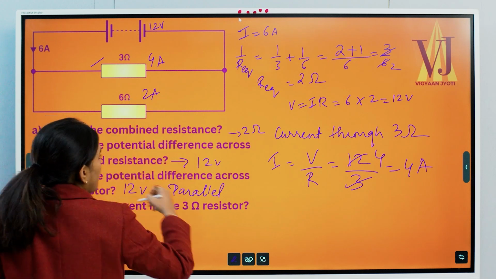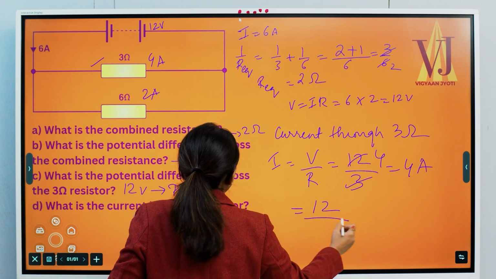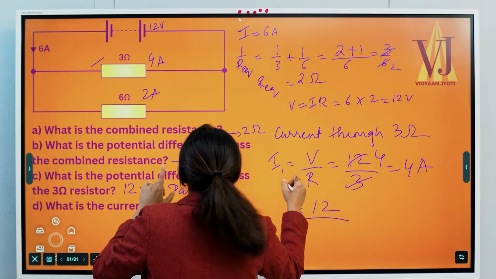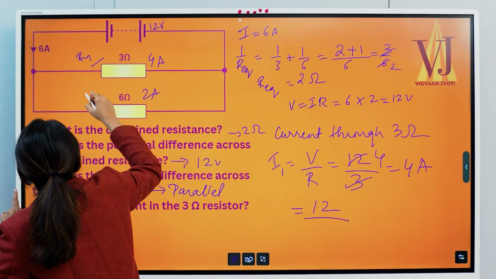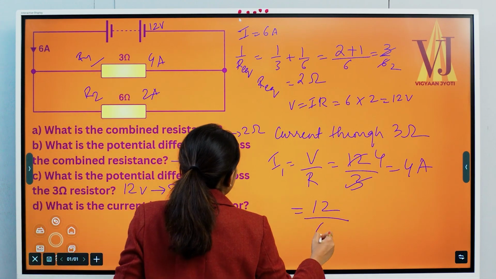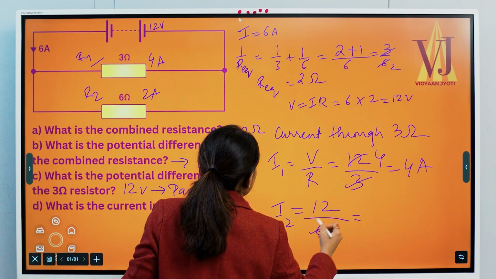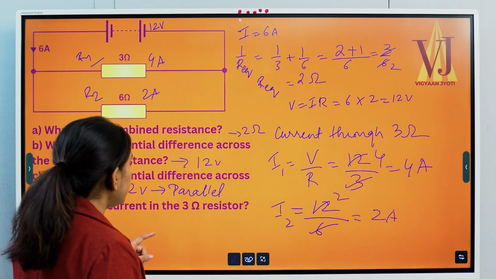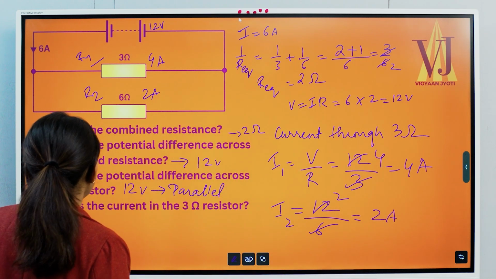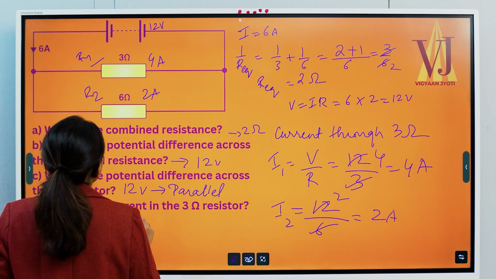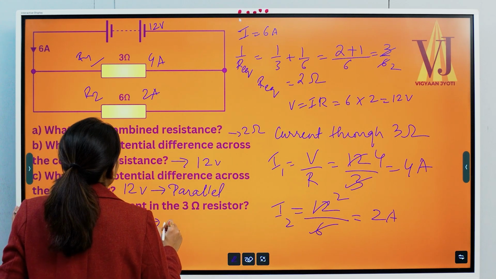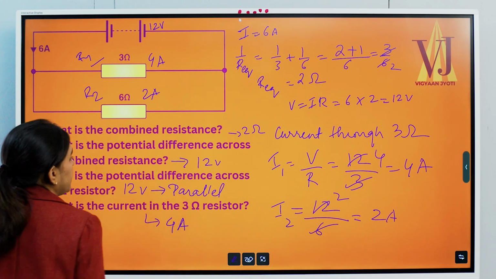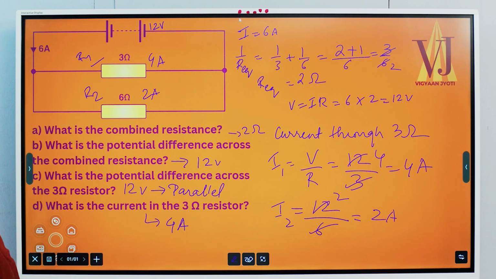Let's check the total. Let's say this is R1 and this is R2. The other current is 2 ampere, because your total 6 ampere current was flowing. Clear? So what is the current in the 3 ohm resistor? 4 ampere. Clear? Next question. Let us see.